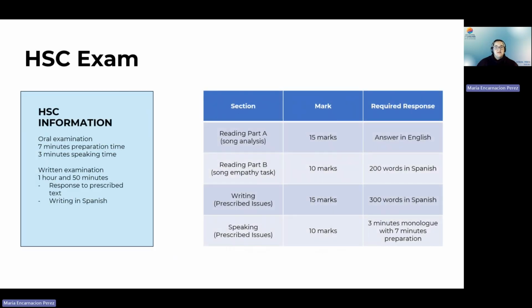Now, for the HSC exam, there is the oral exam, which is the monologue, where you're given 7 minutes of preparation time with the question and then 3 minutes to speak on the issue. The written examination is 1 hour and 50 minutes, where you respond to prescribed texts and writing in Spanish.